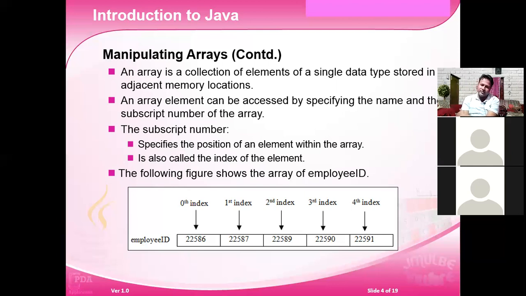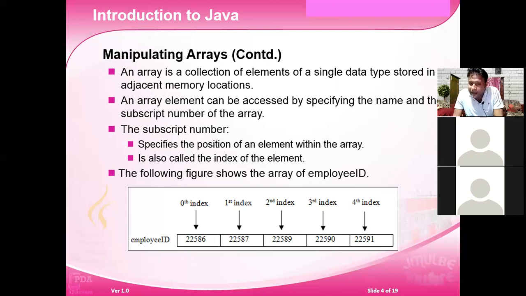Array is just like that. If you want to store more than one value, but they have the same data type, then you require to store all the values in a single memory location, but you can access these items through the index number or subscript value.